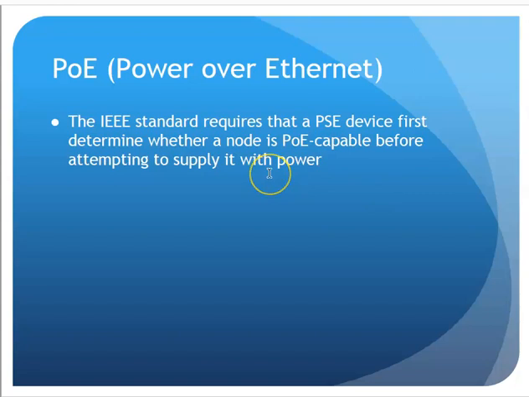The IEEE standard says the switch needs to determine whether a node is Power over Ethernet capable. So it usually sends a probing data packet. And if it is, it's like, okay, here comes the power. And it literally provides power over the data wires.